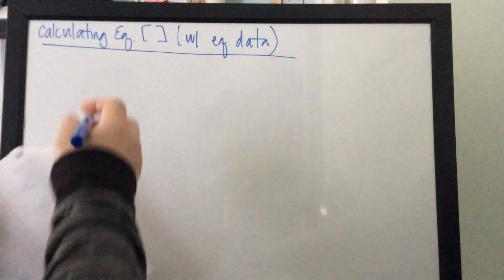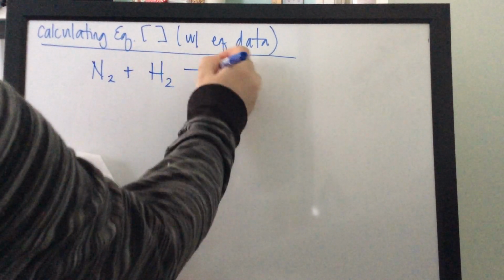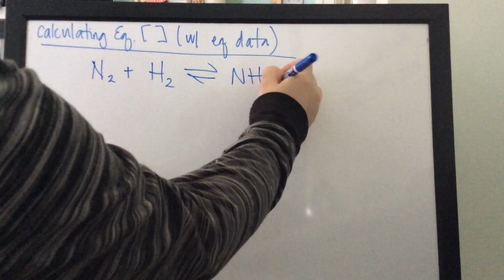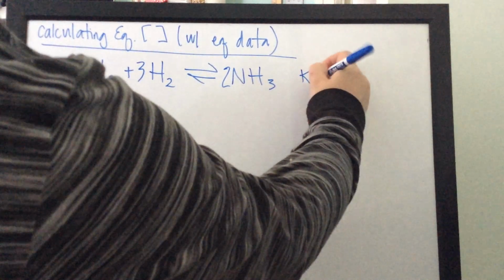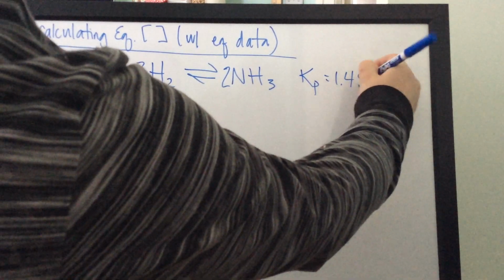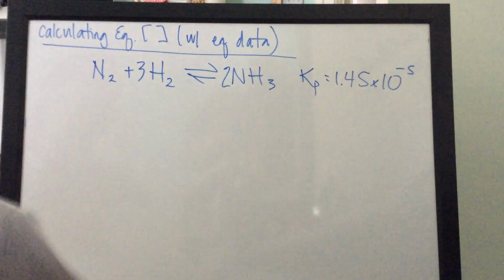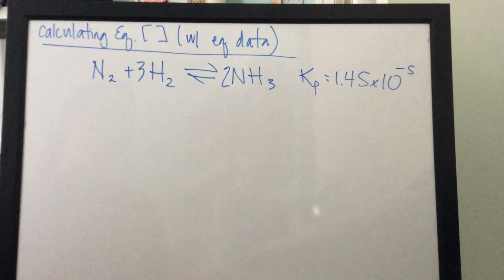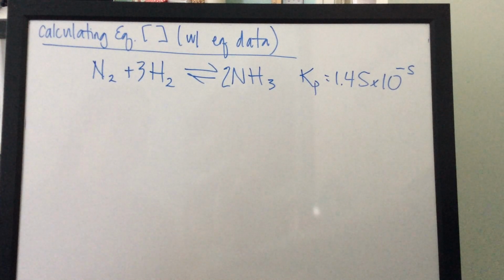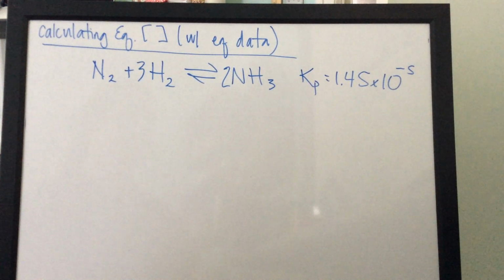So the first idea, of course, is to write the reaction, the famous Haber process here. N2 and H2 creating ammonia. They tell me that Kp is known. Again, this is old information. Knowing this value, the equilibrium constant is very small. It's less than 1. We know that this is a reactant-favored reaction, the way that this is written.